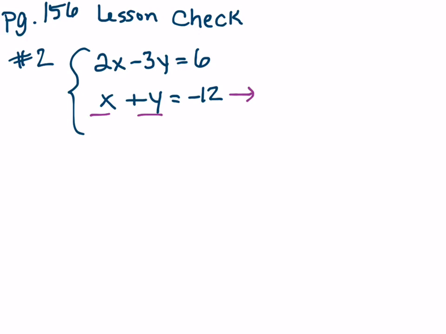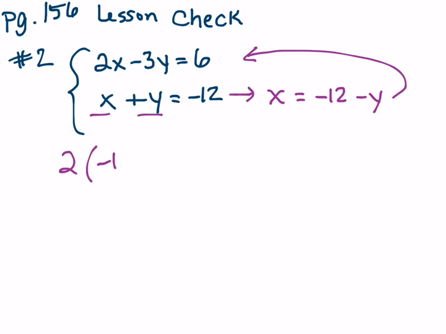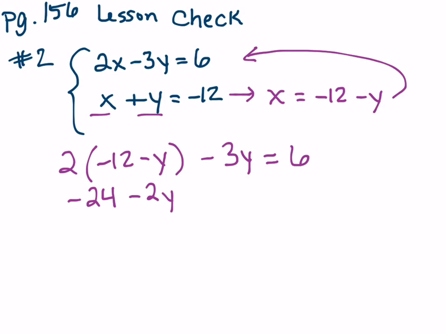All right, so I'll get x by itself, so I'm going to subtract y. Okay, and then I'll replace that in the first one in place of x. So 2 times negative 12 minus y, minus 3y equals 6. All right, and then distribute. 2 times negative 12 is negative 24. 2 times negative y is negative 2y. Whoops. Minus 3y is negative 6.